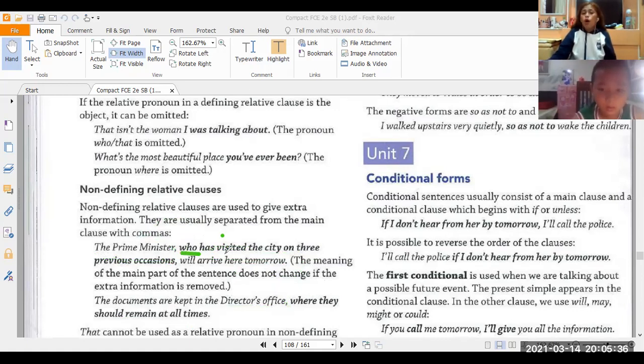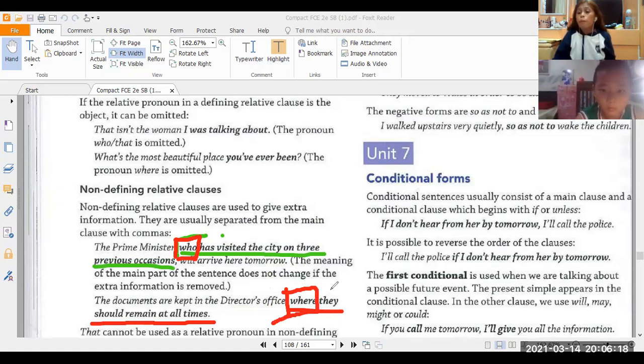Look here, boy. Who has visited the city on three previous occasions? This is the relative clause, introduced by who. The who here is the relative pronoun that introduces the relative clause. Now look at this one: where they should remain at all times. Where is the relative pronoun that goes with a place. It is introduced by the relative pronoun where, so it refers to the director's office.